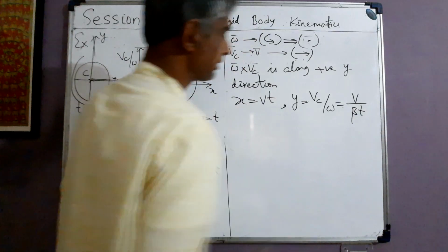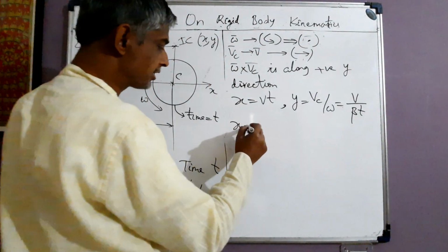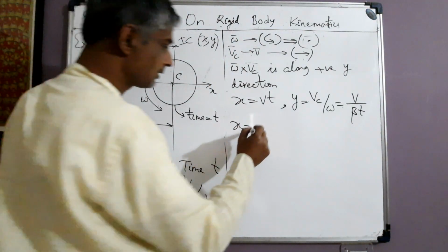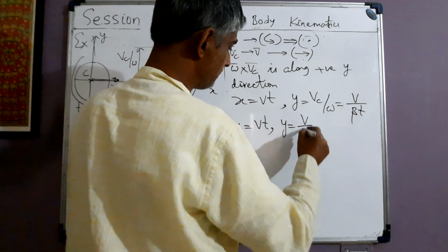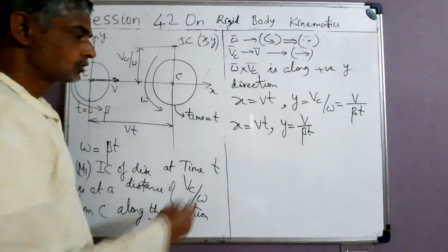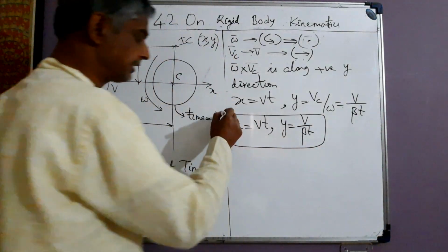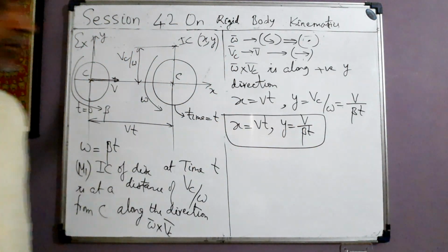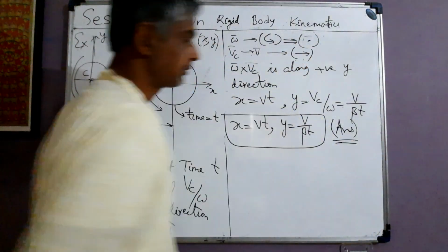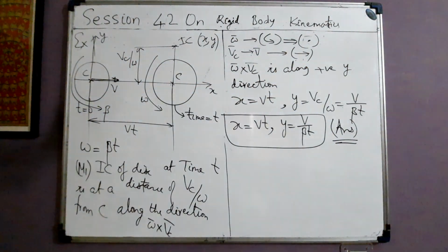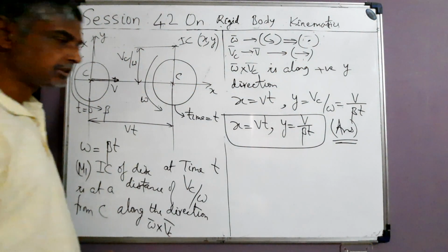Omega is equal to beta t. So we get the coordinates of IC of the disk at time t as x equal to Vt and y equal to V by beta t. So these are the coordinates of IC of the disk at time t. This is the answer to the first part of the question: x equal to Vt, y equal to V by beta t.